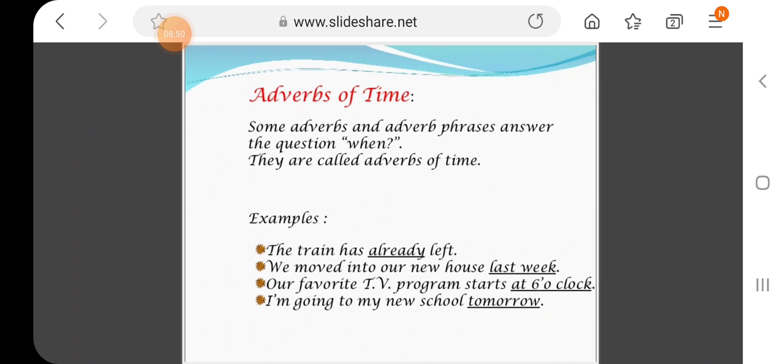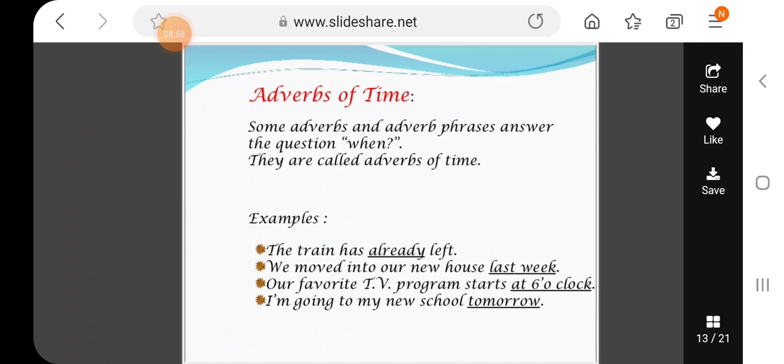Adverbs of time, as from the very name we can see, tell you about time, at what time some action is performed, when an action is performed, right? So the train has already left. We moved into the new house last week. 6 o'clock tomorrow. So it is a very obvious thing that they tell you about the time.